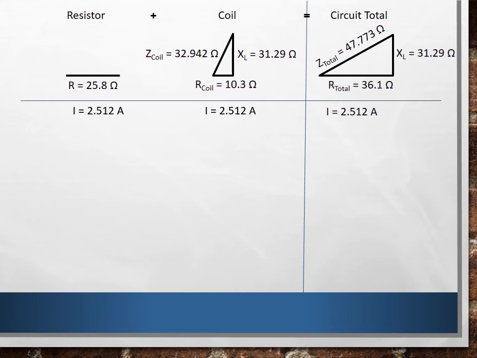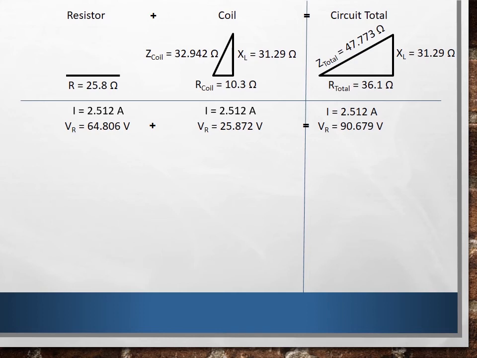The way we're going to do this is we're going to solve all my resistive voltages, then all my inductive voltages, and then finally all my Z voltages. The voltage for my resistor is 64.8 volts. The voltage for my resistive component of my coil is 25.872 volts. Therefore, my total resistive voltage for my entire circuit is added together to become 90.679 volts. Since all these voltages are on the same phasor, they can all be directly added in order to get my total resistive voltage of my circuit.